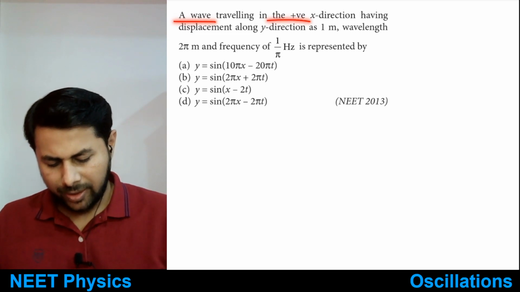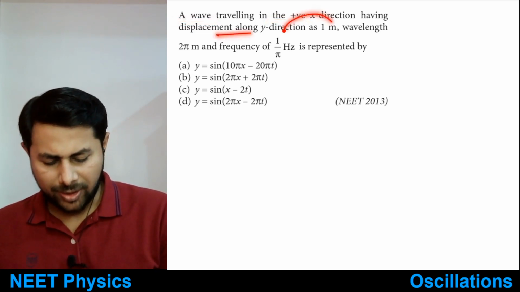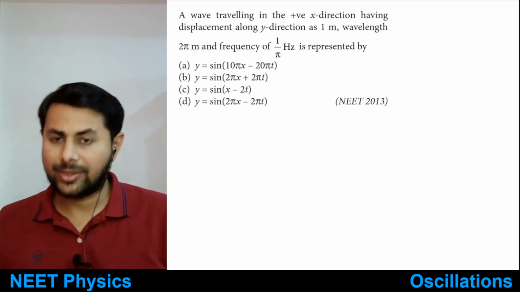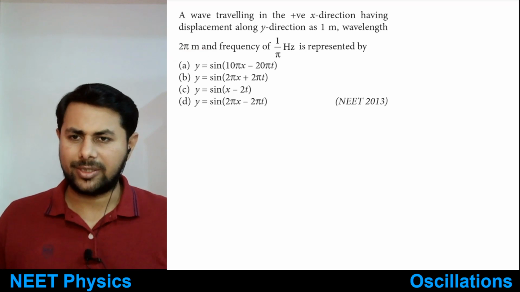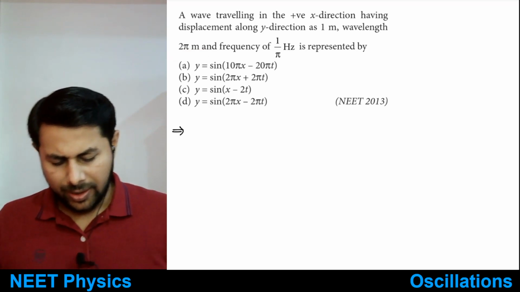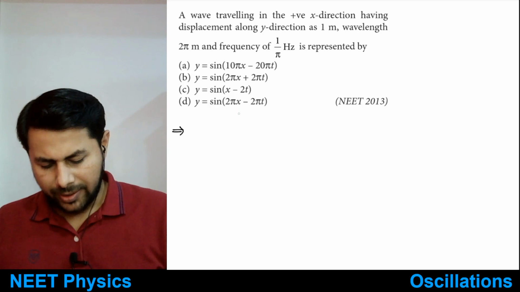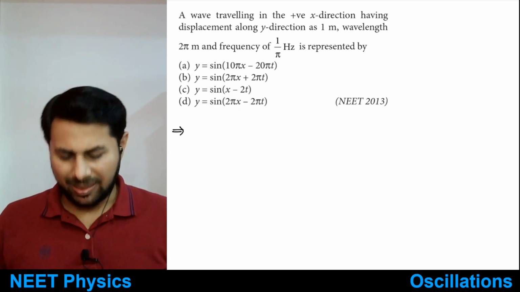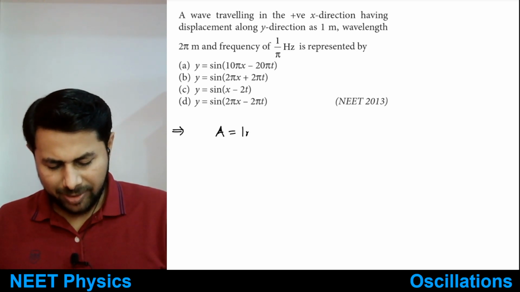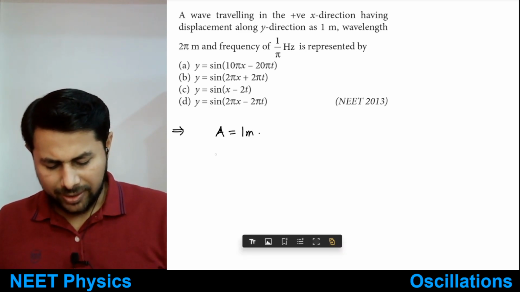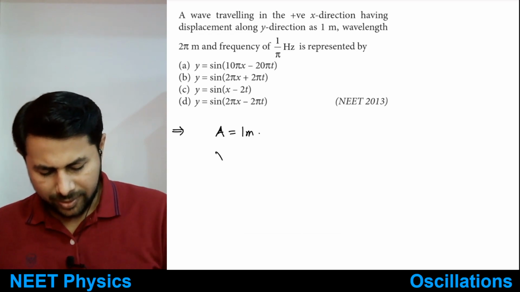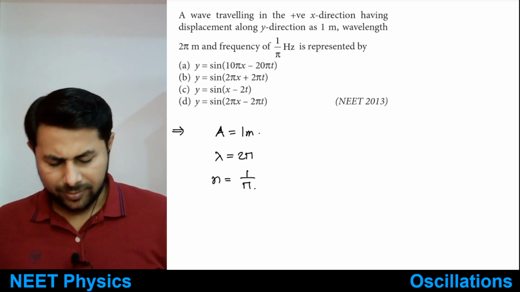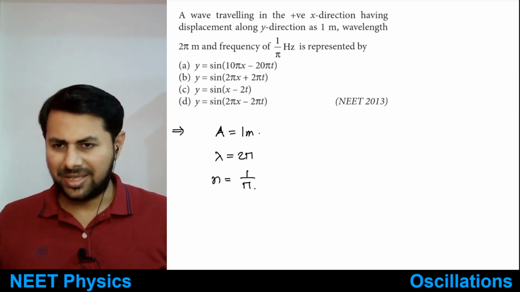A wave traveling in positive x direction having displacement along y direction as 1 meter, wavelength 2 pi meters, and frequency of 1 by pi hertz is represented by. So you have a wave traveling in positive x direction and its displacement along y direction is 1 meter. So they are talking about the amplitude here. So amplitude is 1 meter. Then wavelength lambda is 2 pi, and frequency n is equal to 1 by pi. So make use of an equation, right?